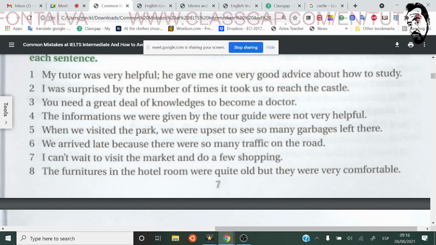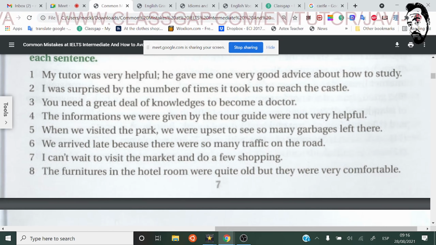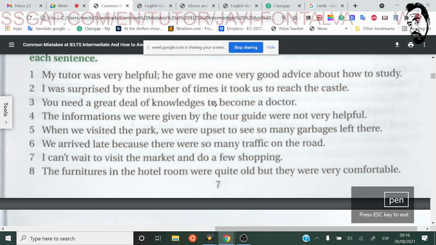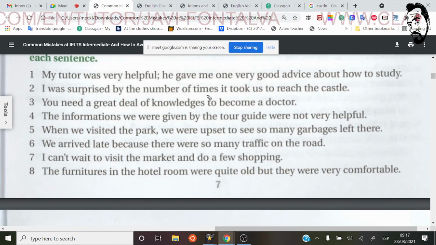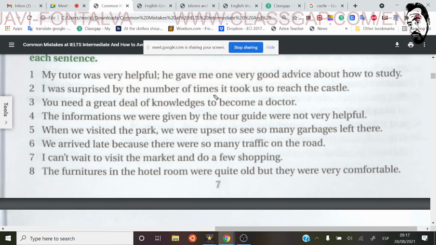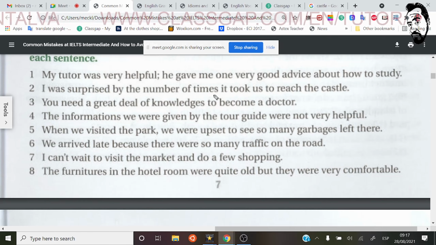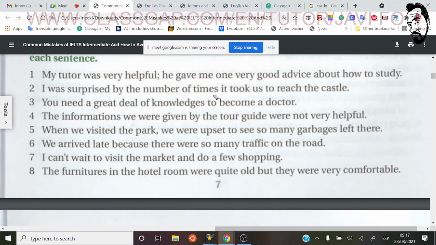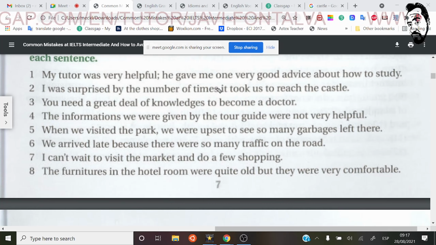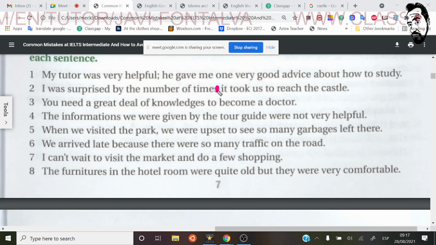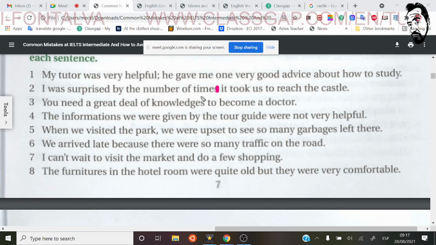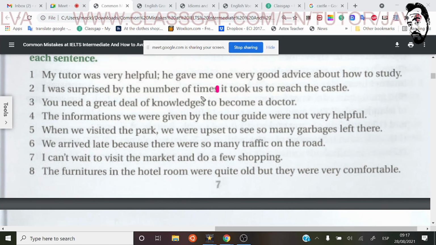Number of time? Exactly. Number of times. What is the problem? What do I have to change here? So obviously this is incorrect because it finishes with S. And here we talk about second, minute, so it cannot be plural. It has to be singular. So we have to remove the S. So no S. Can I say number of time? Is that okay? No. Okay, what could I say?